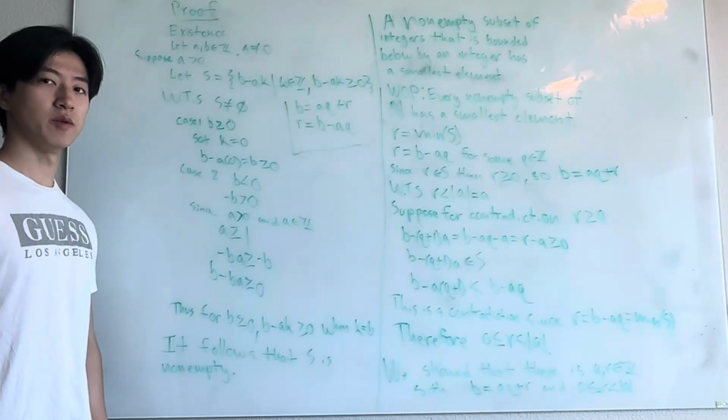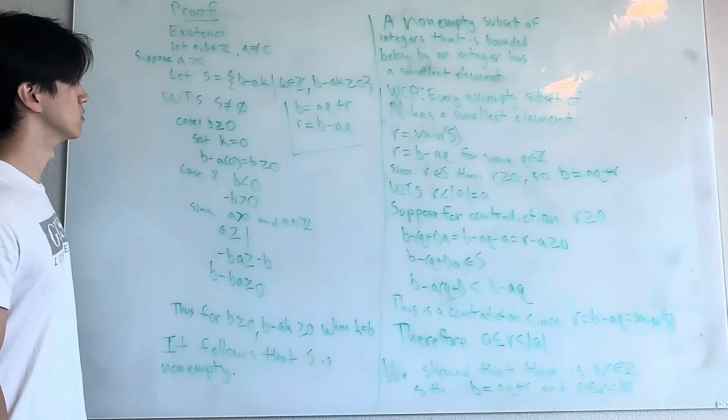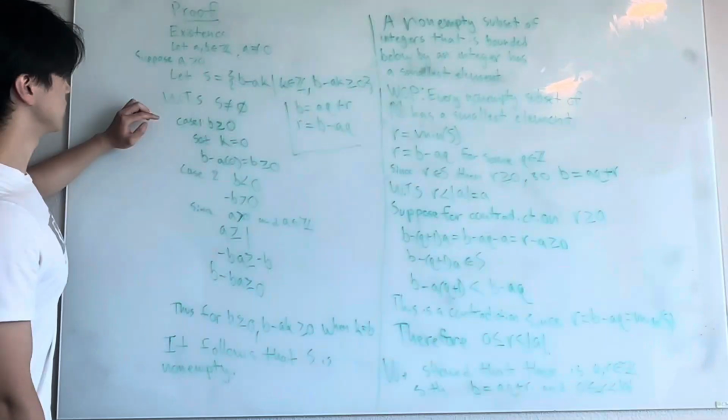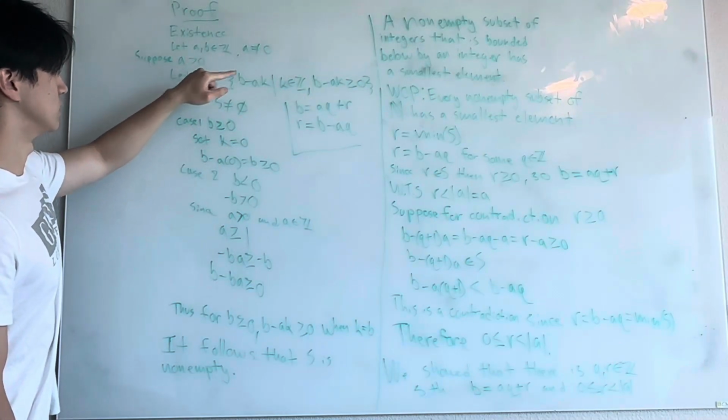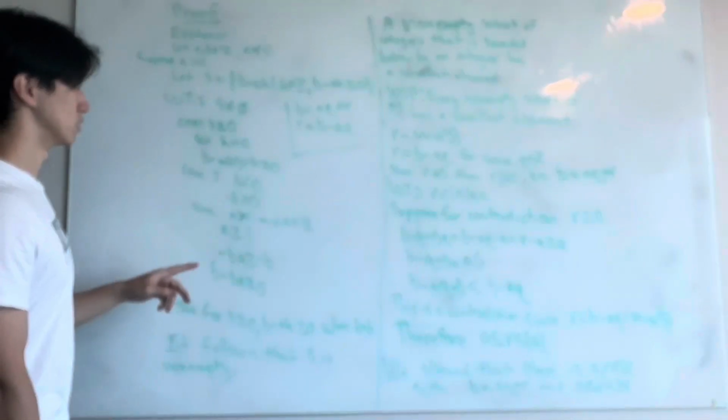Hi, my name is Ethan, and I'm going to be doing a proof on the division algorithm. So first we want to show existence. We have a and b as integers such that a is not equal to 0, and we're going to suppose that a is greater than 0.